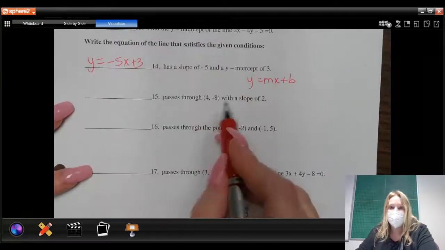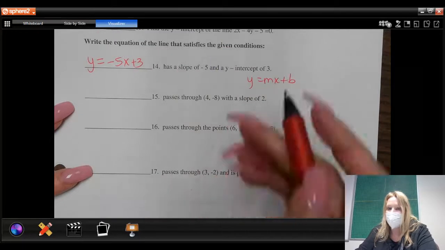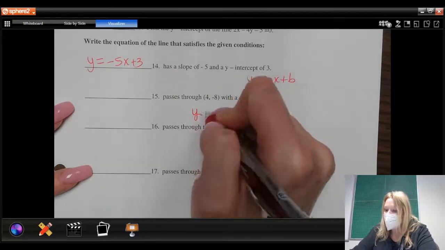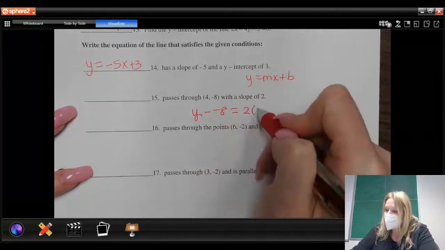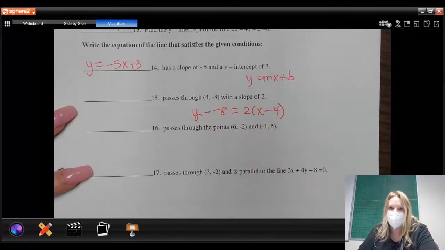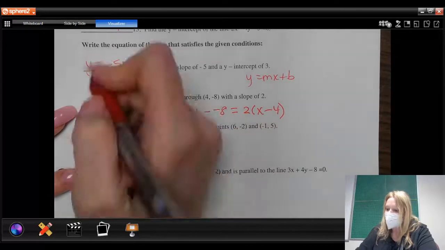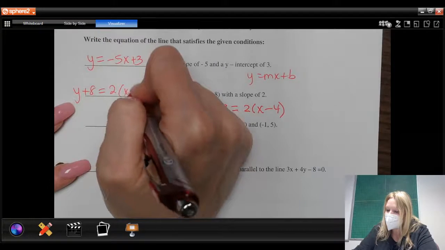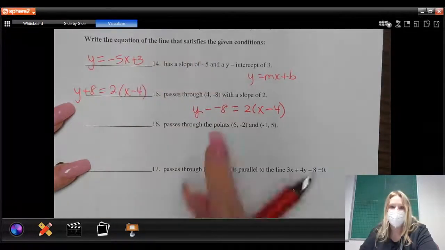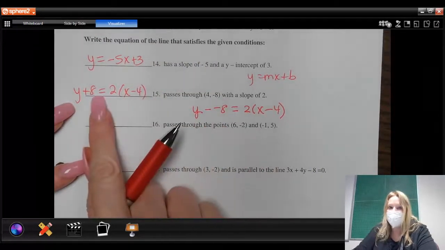Now, when they give me a point and a slope, I'm going to use point slope form, which remember is y minus the y coordinate equals m parenthesis x minus the x coordinate. So I would then write that y plus 8 equals 2 parenthesis x minus 4. Minus, minus, I'm going to write this plus.